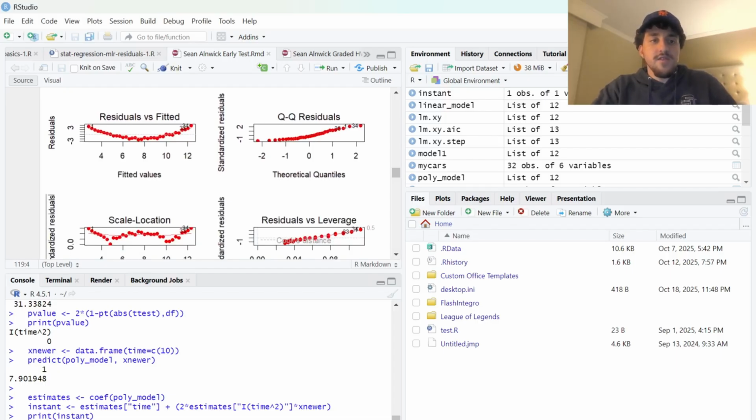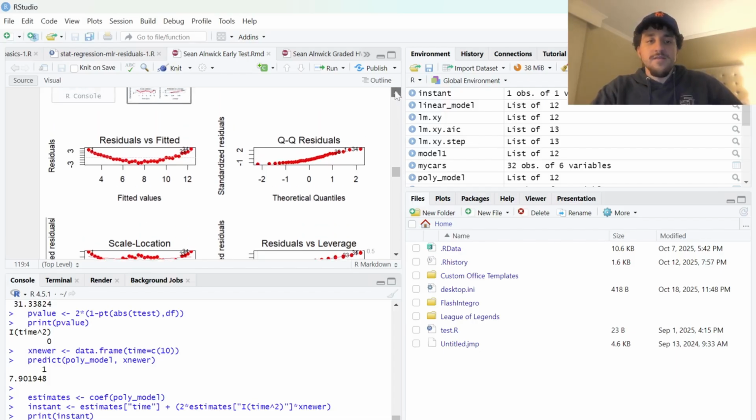As we can see through the residuals versus fitted plot, there is a clear, smooth curve here, which means we cannot assume linearity nor independence. In addition, there is a slight but noticeable deviation from normality in the QQ residuals plot, which means that we may not be able to assume normality of errors.